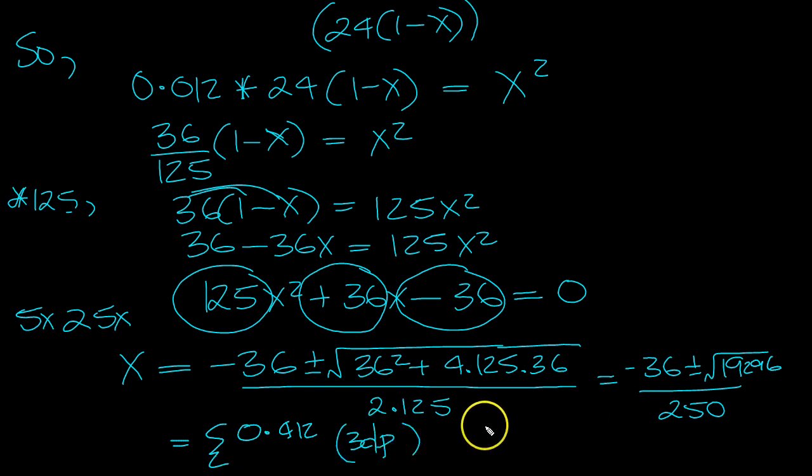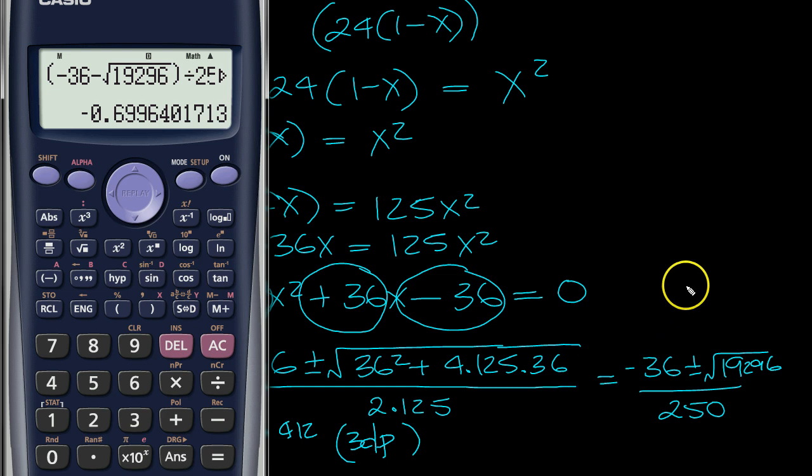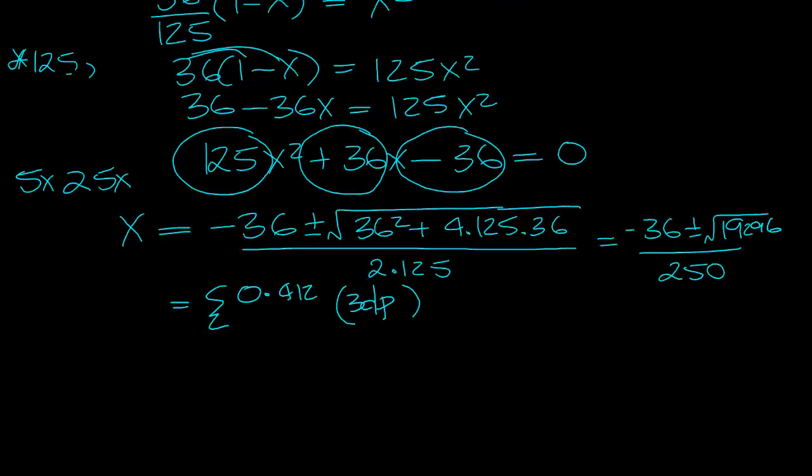And the other one? Okay, let's have a look at the other one. So we do minus, don't we? The square root. Minus 0.6996, which is minus 0.700.